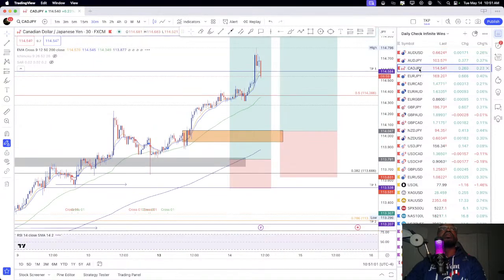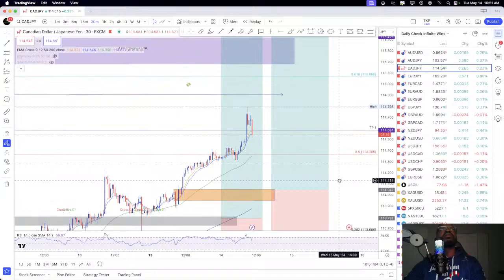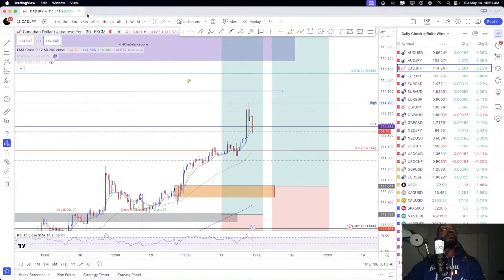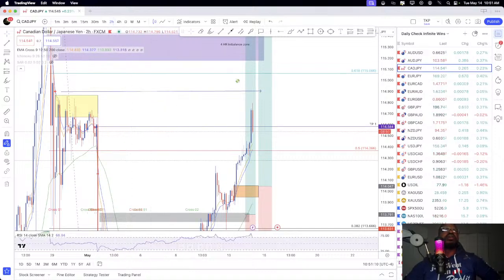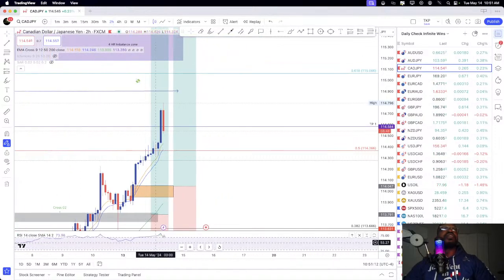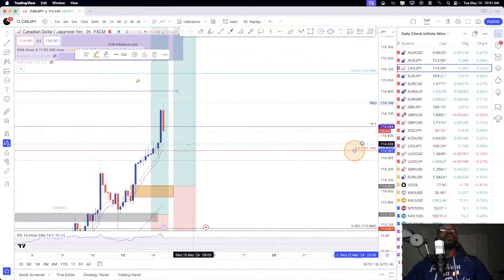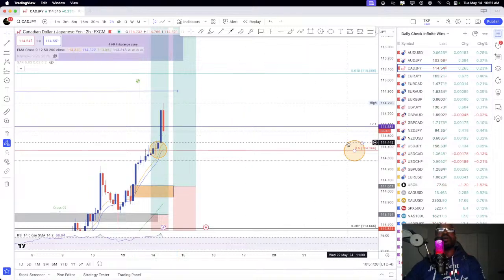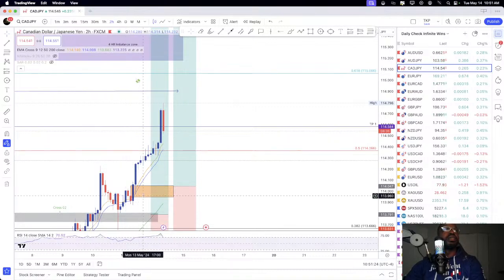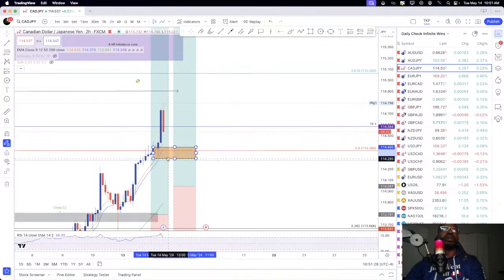Okay, so CAD JPY. Oh, look at that. Created a double bottom on the 30-minute, I believe. Yeah, cool. So right here at the 50 on CADJPY, I noticed that there was a chance that this area could be retested. So what we are going to do is go ahead and set this order up. We're going to create a limit order.